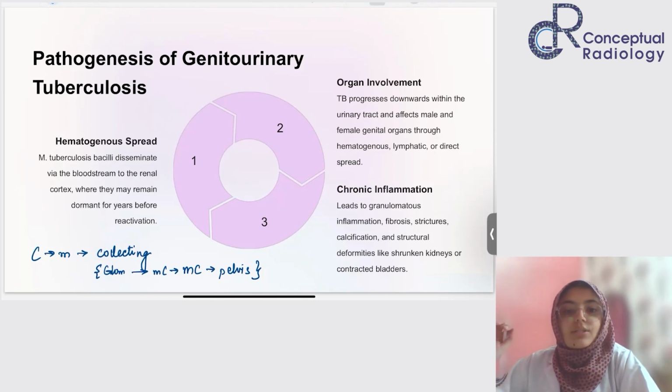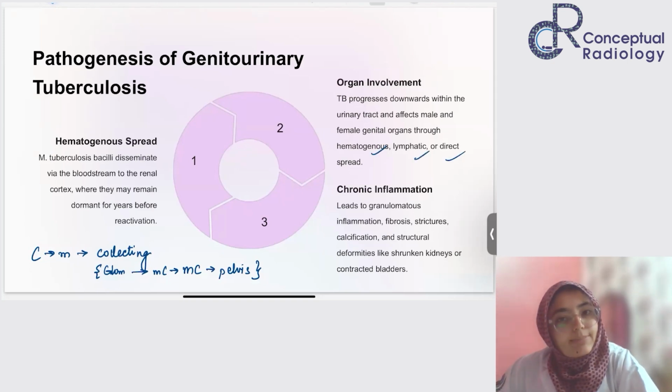Okay. So in organs, we need to remember that genitourinary tuberculosis, in certain articles, is considered the second most common form of TB after pulmonary tuberculosis, and different routes of dissemination include hematogenous, lymphatic, and sometimes direct organ spread.